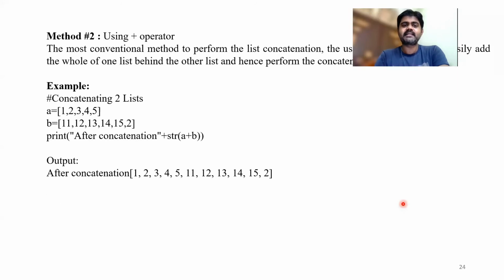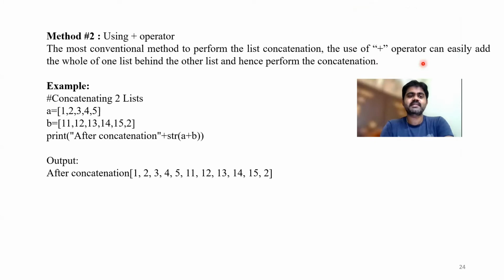Coming to method 2, using the plus operator. That's what we already discussed in the first example. The most conventional method to perform list concatenation is the use of the plus operator. It can easily add the whole of one list behind the other list and hence perform the concatenation. So combined list equal to list 1 plus list 2, and we can concatenate. This is method 2.